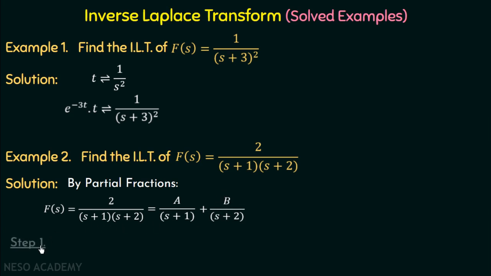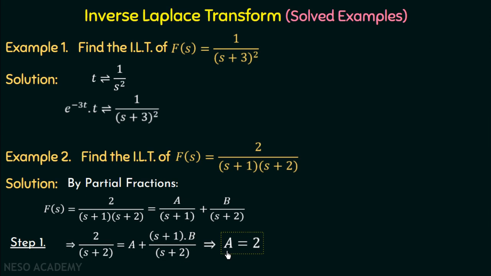So in step number 1, we will multiply this factor (s plus 1) on both the sides. So we will have 2 over (s plus 2) is equal to A plus (s plus 1) multiplied with B over (s plus 2). In this way, we have isolated the factor A, and if we put s is equal to minus 1, then this factor will become 0 and we can calculate the value of A. We have A is equal to 2. In this way, we can wisely choose the values of s in order to calculate the values of A and B. So now we have calculated the value of A, and now we will find out the value of B in step number 2.